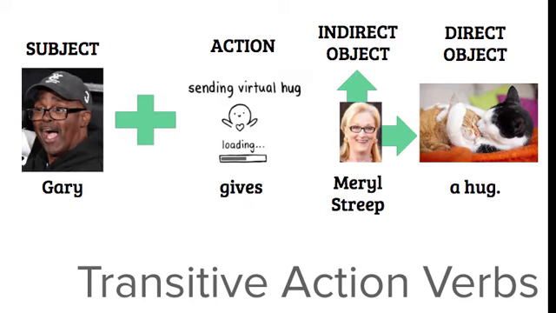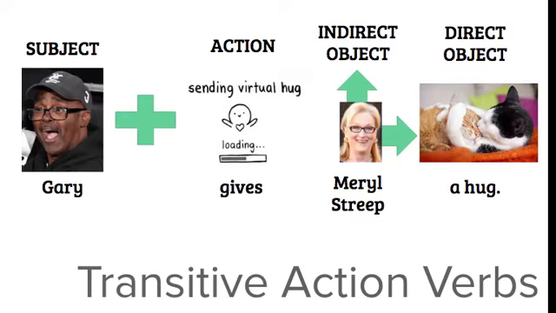So we've got our subject, Gary. Now Gary gives a hug. That's the action verb, okay? He's giving a hug. A hug, that's our direct object, even though a is an article. Hug is the direct object. But he's giving Meryl Streep a hug in this sentence. So Meryl Streep is the indirect object. She is indirectly receiving the action that is being performed on the direct object.